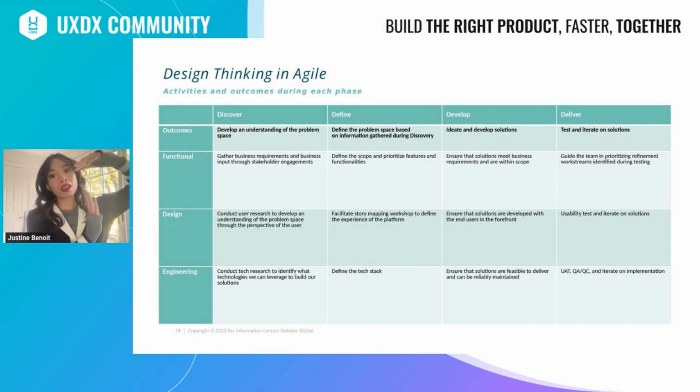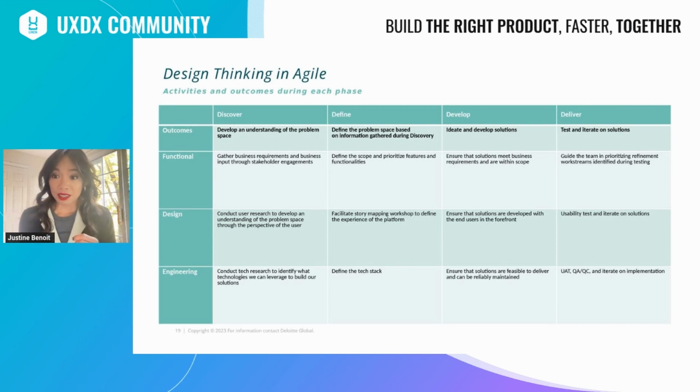So we've converged, and now we get to develop and deliver as a unit. When we get to the development stage, we work together to ideate and develop solutions. You have your functional team ensuring that the solutions meet business requirements and are within scope. And you have your design team ensuring that the solutions are developed with the end users in the forefront. And then you have the engineering team ensuring that the solutions are feasible to deliver and can be reliably maintained. And we're going to walk through a couple moments where you can see this in practice, where the three teams, functional, design, engineering, can come together and align on decisions and a path forward.